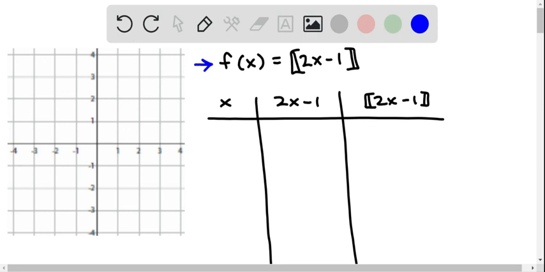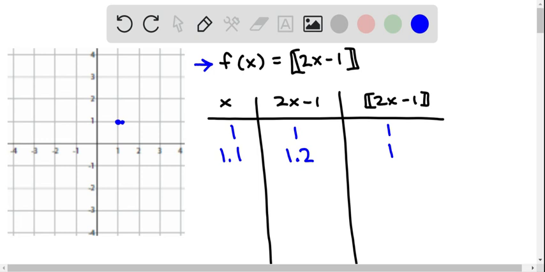So let's choose some values for x. I'm going to start with x equals 1. 2x minus 1 would be 1, and the greatest integer of that would be 1. So I have the point (1, 1). Now I'm going to take x equals 1.1. 2 times that minus 1 would be 2.2 minus 1, so that's 1.2, and the greatest integer of that is 1.